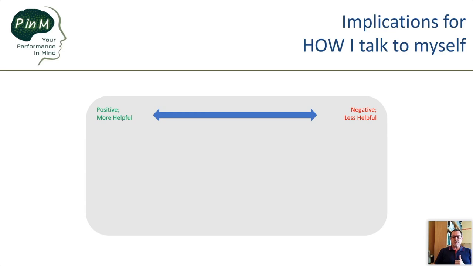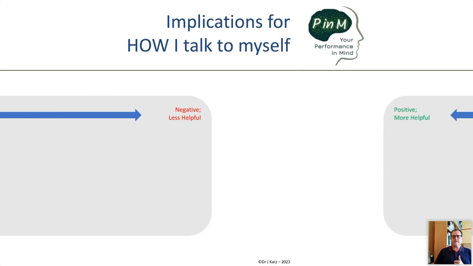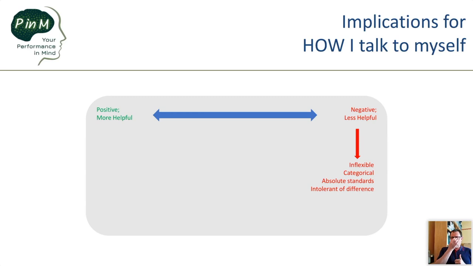So building on that, I'm going to define the characteristics of what less helpful thinking is. The content of less helpful thinking is that it's inflexible. It's categorical or binary, as I mentioned before.